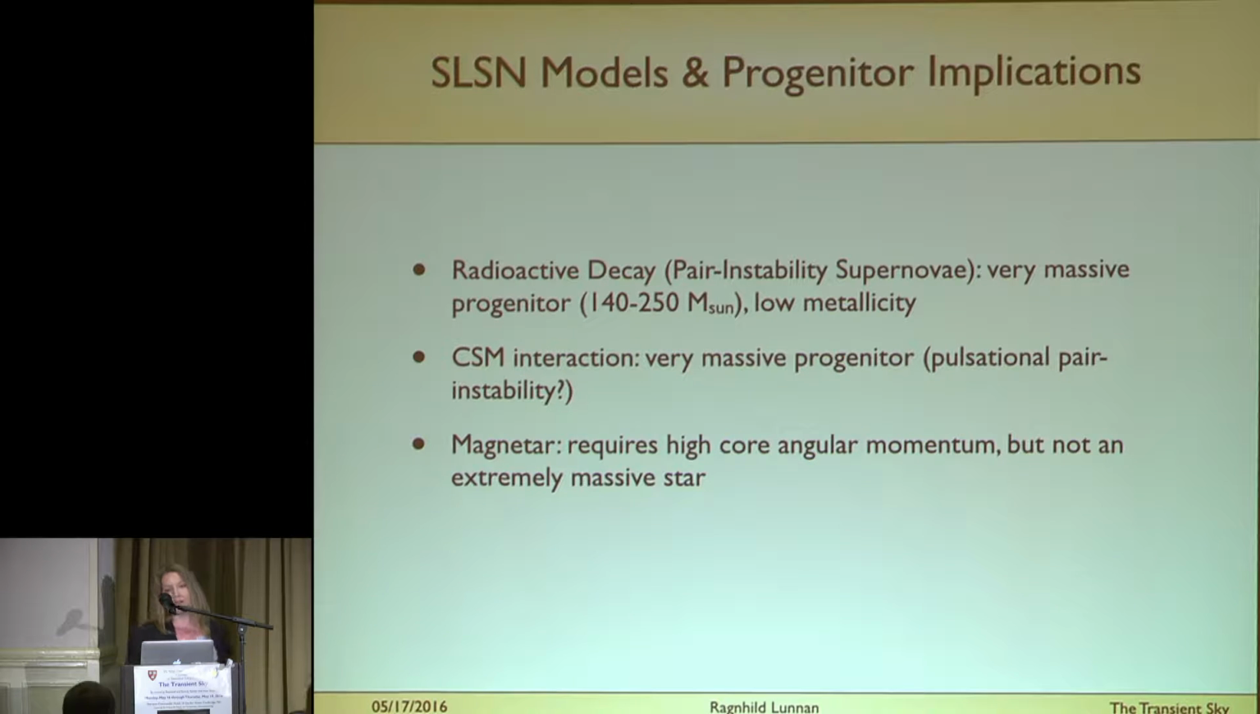Now, for the magnetar, which is this third model, the main thing you need actually is a star that is spinning at sort of millisecond spins for your newborn neutron star. So you require high angular momentum in the core, but you do not necessarily require an extremely massive star. So the kind of ejecta masses that you derive when you fit these magnetar models to superluminous supernovae are maybe a factor of 2 higher than normal type Ic supernovae, but you don't necessarily require a 100 solar mass star.